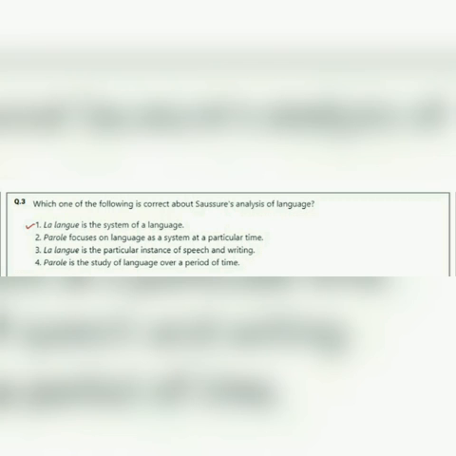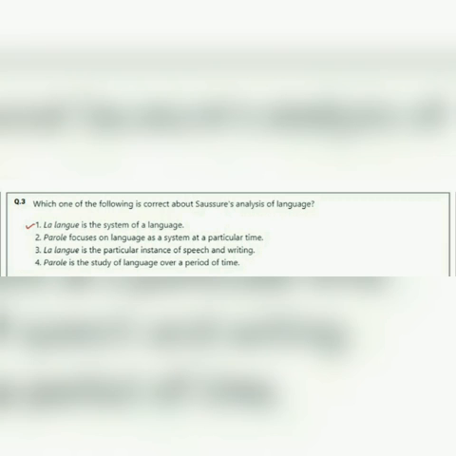Which one of the following is correct about Saussure's analysis of a language? Option number 1. La langue is a system of a language. Option number 2. Parole focuses on the language as a system at a particular time. Option 3. La langue is a particular instance of speech and writing. Option number 4. Parole is the study of language over a period of time.